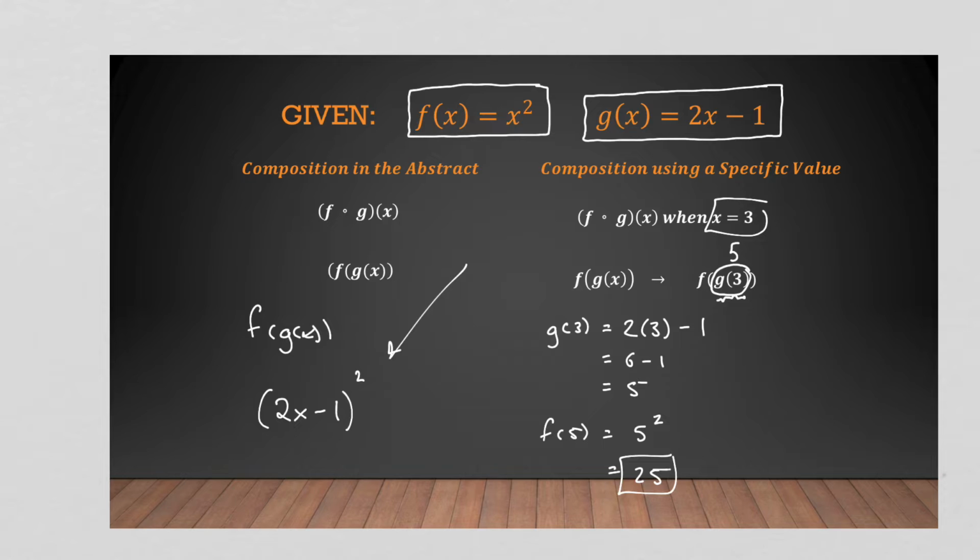Now, if we did it in the abstract like this, and then we plugged in 3, we get the same thing. 2 times 3 minus 1 all squared. Well, that's just 5 squared, which is 25. You would expect them both to work unless you've screwed something up, but we haven't, so we're good to go.